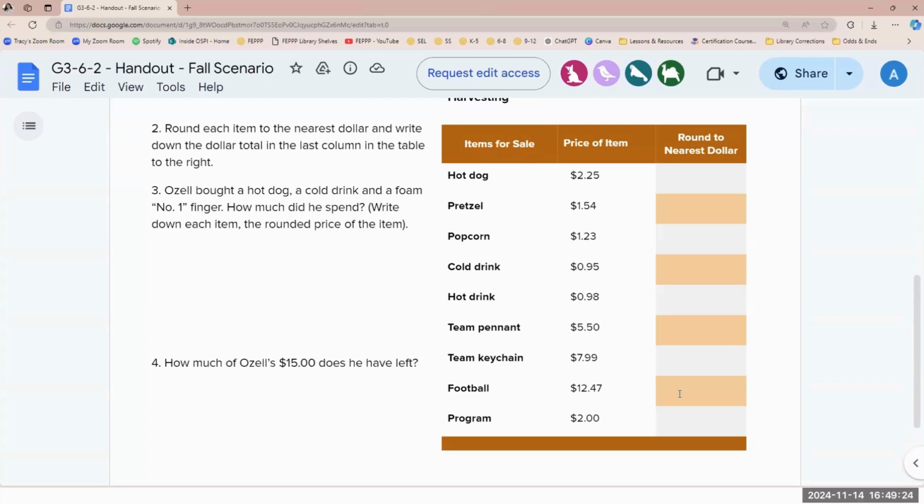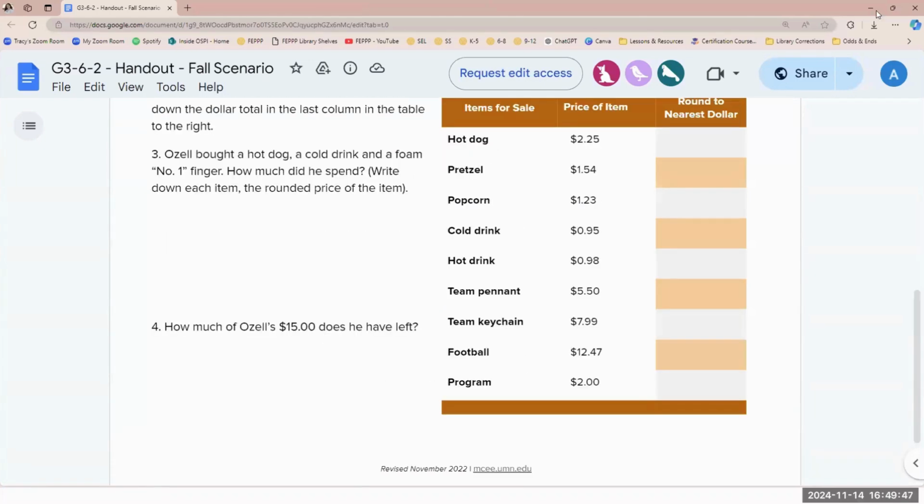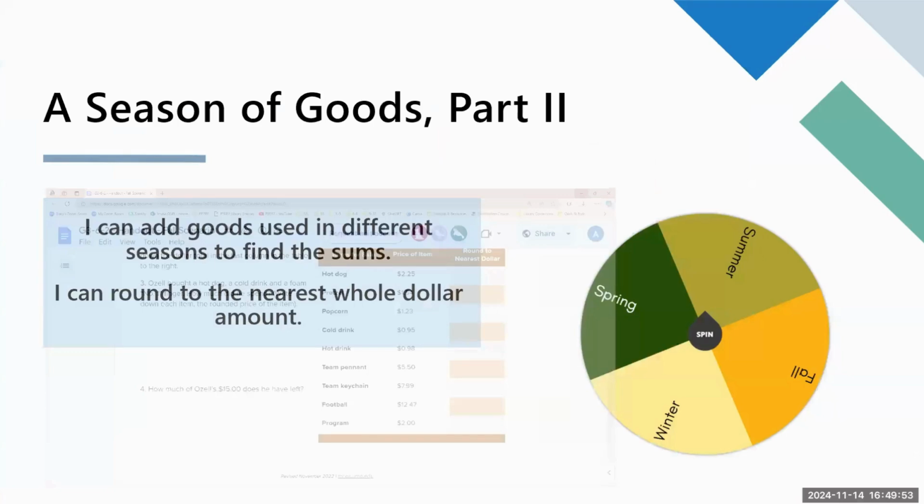So the first thing is they want you to round to the nearest dollar. And then they'll give you what he purchased, and they want you to add that rounded price of the item to find out how much he spent. Next, we're looking at how much of his $15 he has left. So now we are subtracting. Okay. So it's not horribly complicated, right? It's just seasonal scenarios, real life scenarios.